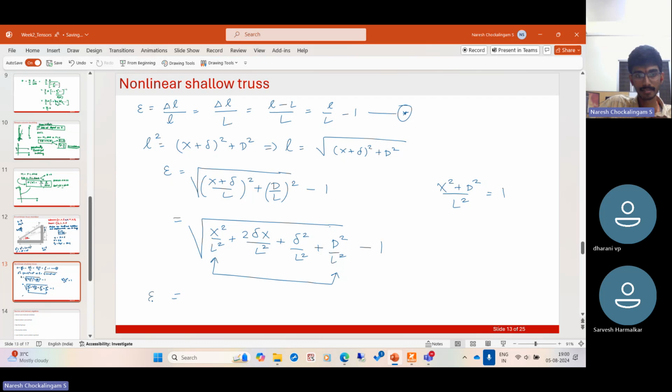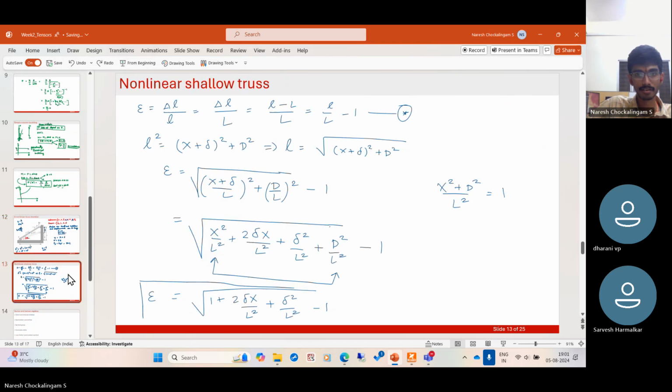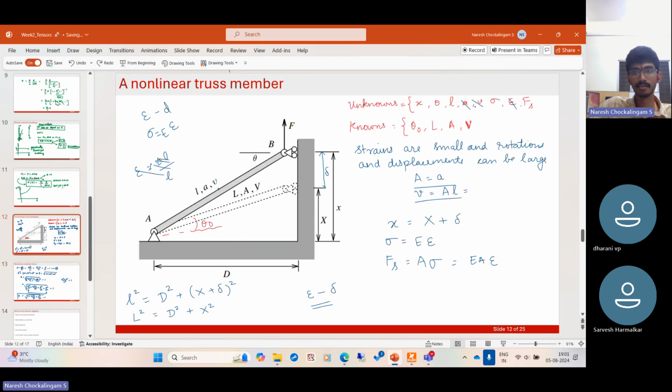So the strain is equal to square root of 1 plus 2 delta x by L square plus delta square by L square minus 1. So we have found out the strain. So let us also strike off strain from our list of unknowns. We found L also, so let's strike out L from the list of unknowns. Sorry, we didn't find L. Did we find L? Yeah, we found L. L can also be striked off.